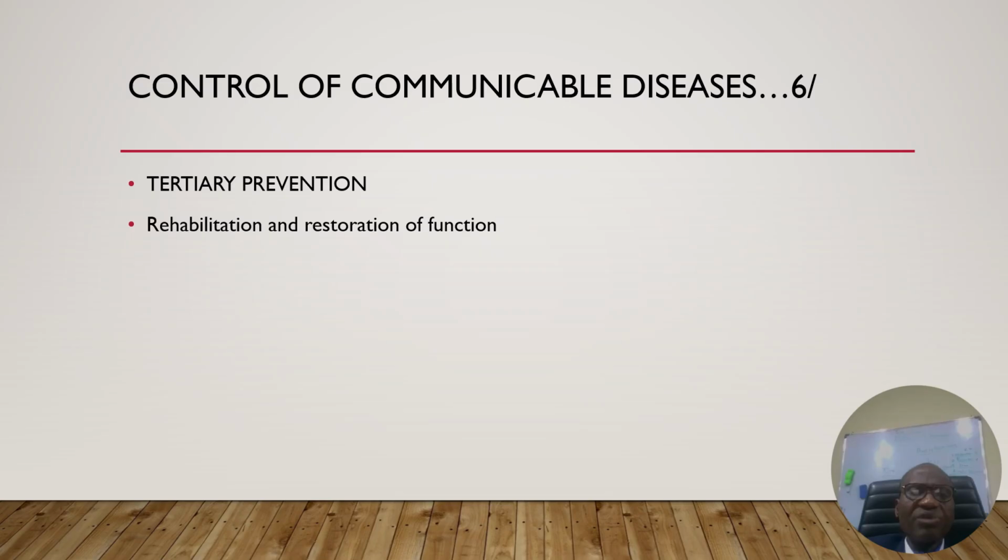Tertiary prevention refers to rehabilitation, limitation of disability, or restoration of function. This can be social, economic, or physical rehabilitation. Physical, for example, for a tuberculosis patient who had a collapse of the lung or atelectasis, physiotherapy may restore function. Say, to a victim of polio, physiotherapy and physical exercises may restore function.